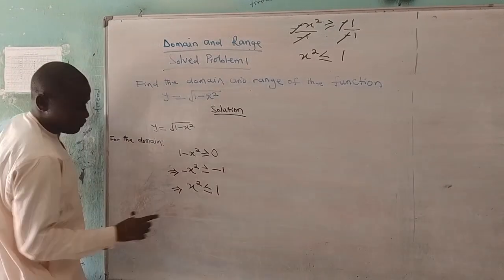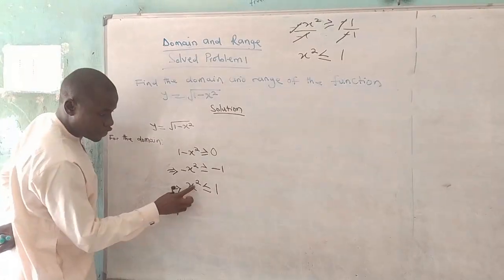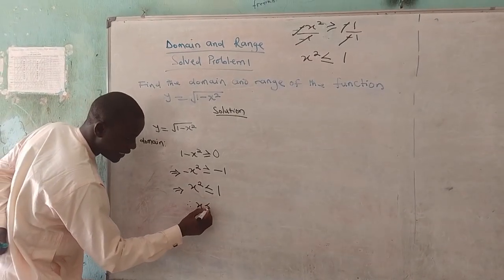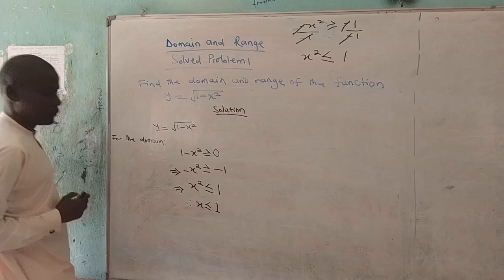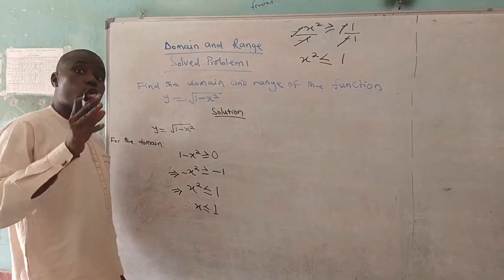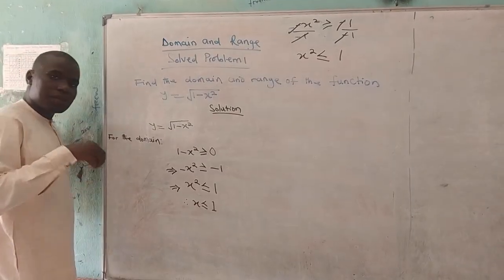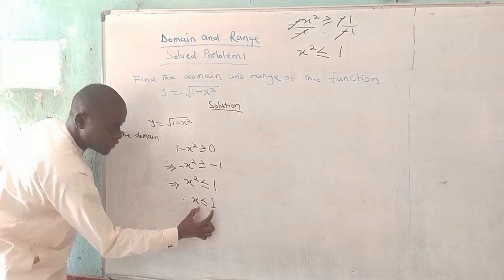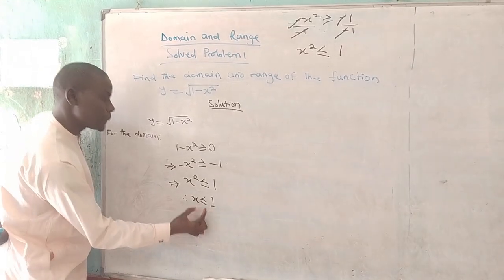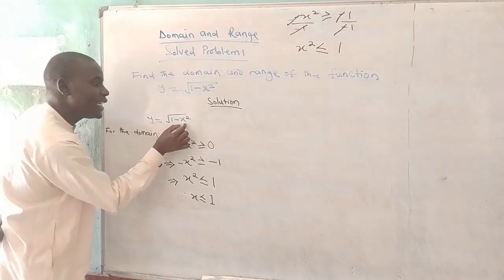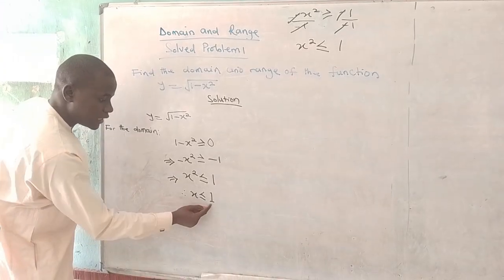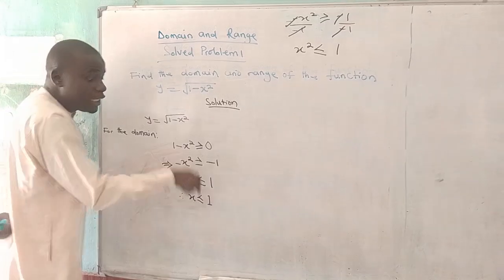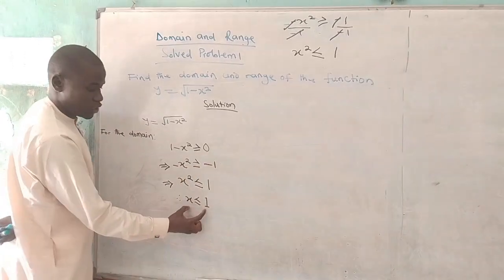So what are the values now? x squared is less than or equal to 1. When you take the square root, what do you have? Therefore, x is less than or equal to 1. So now, you must find the values of x within this range, such that the function y has real values. x must be less than or equal to 1, but it cannot be greater than 1. That is what this is saying.